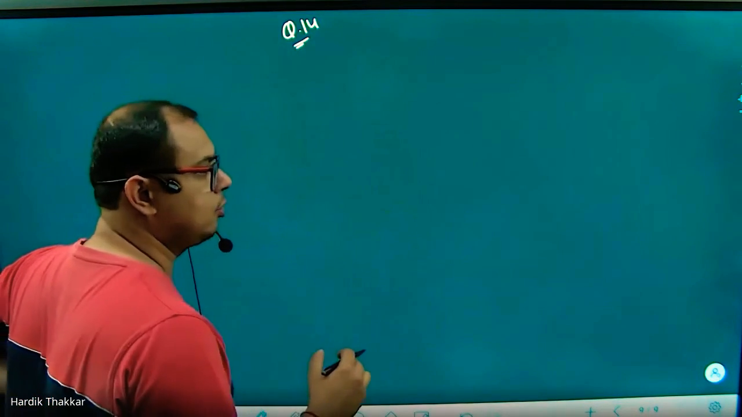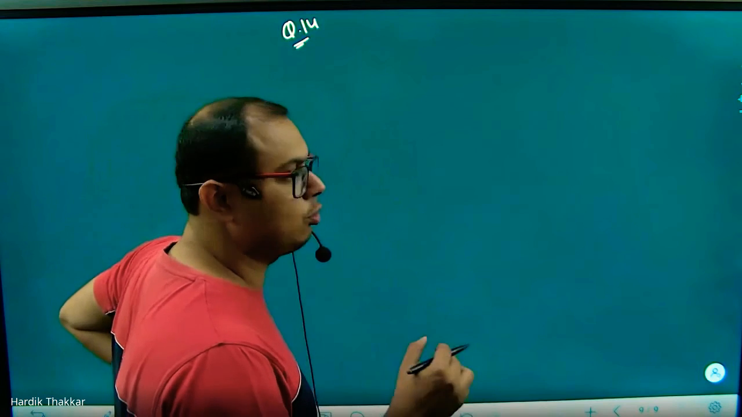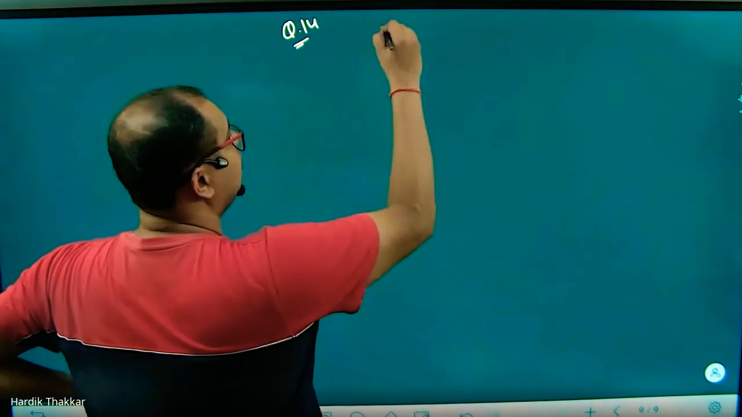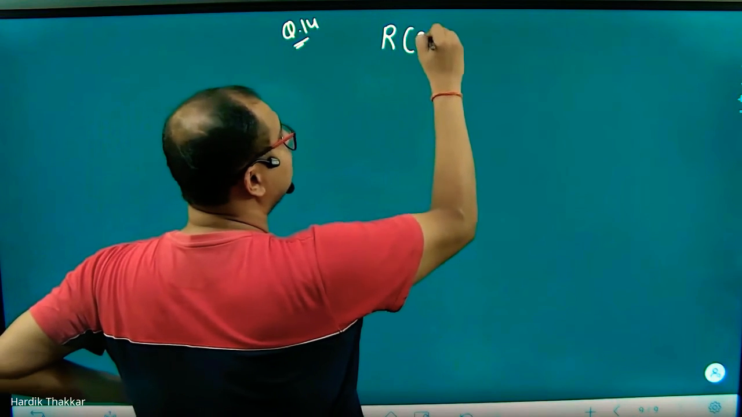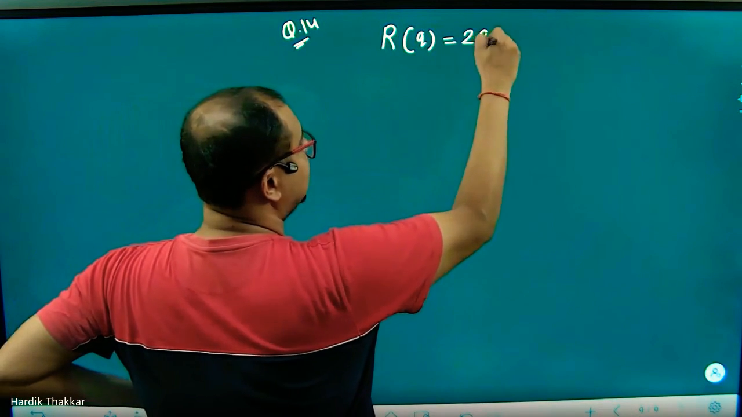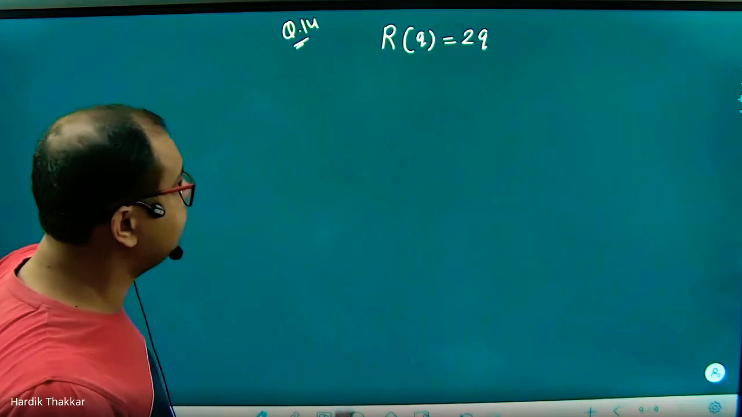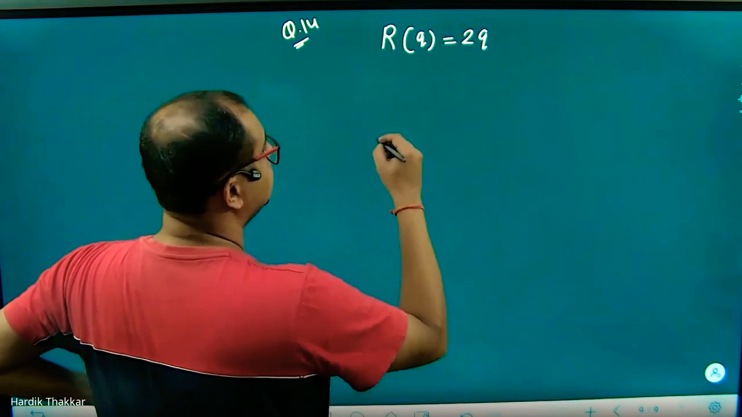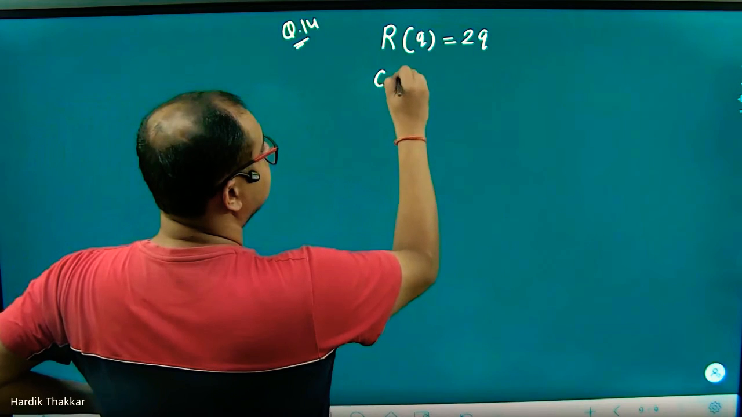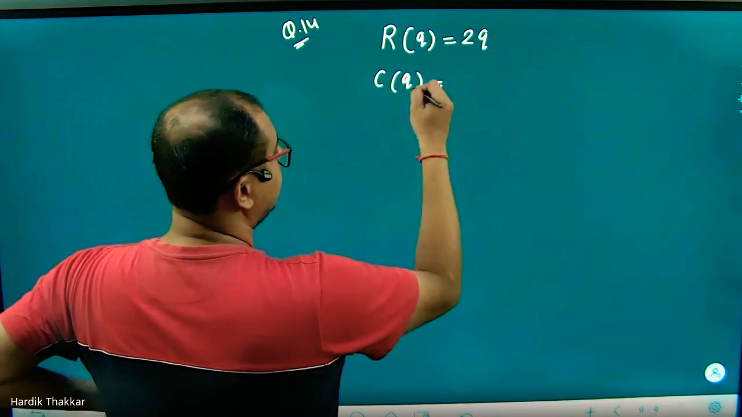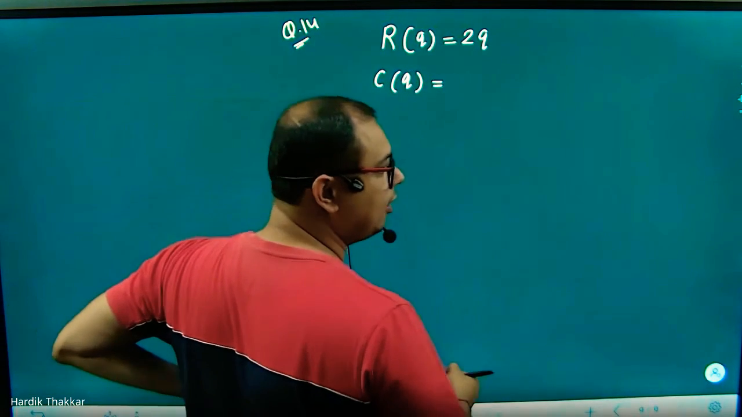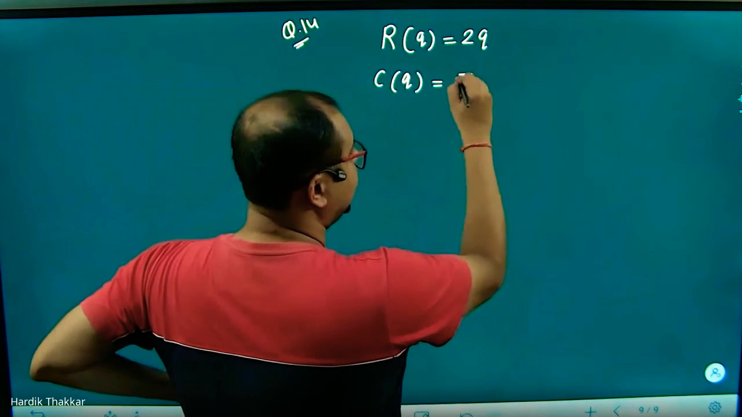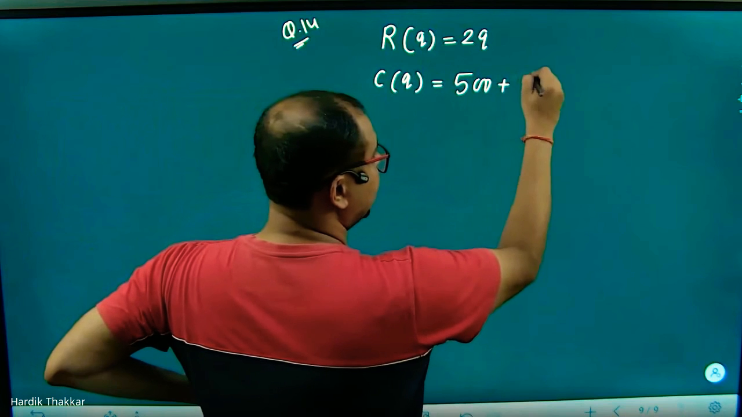Okay, so for a sale of q units, the total revenue is 2q. So here total revenue, that means R of q is equal to 2q. It is given. Whereas here the cost function is given, C of q, and that is equal to 500 plus 1 by 2.